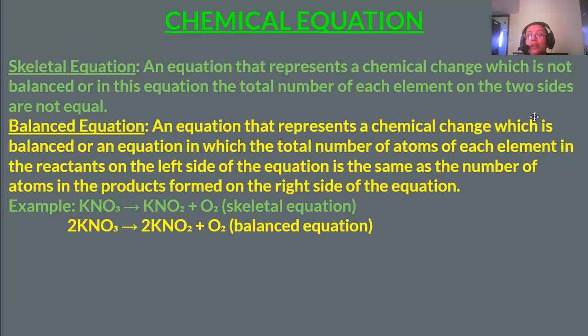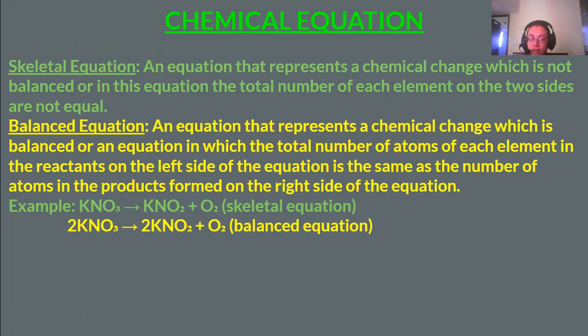A skeletal equation is an equation that represents a chemical change which is not balanced. In this equation, the total number of atoms of each element on the two sides is not equal. The total number of atoms of each element on the reactant side is not equal to the total number of atoms on the product side.